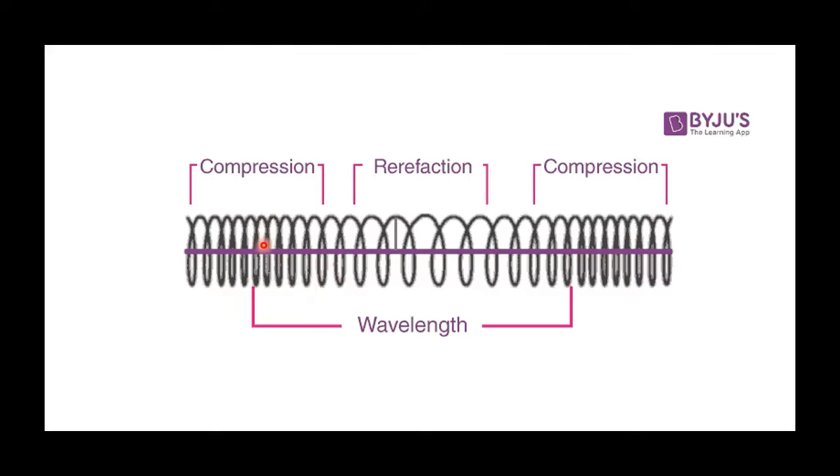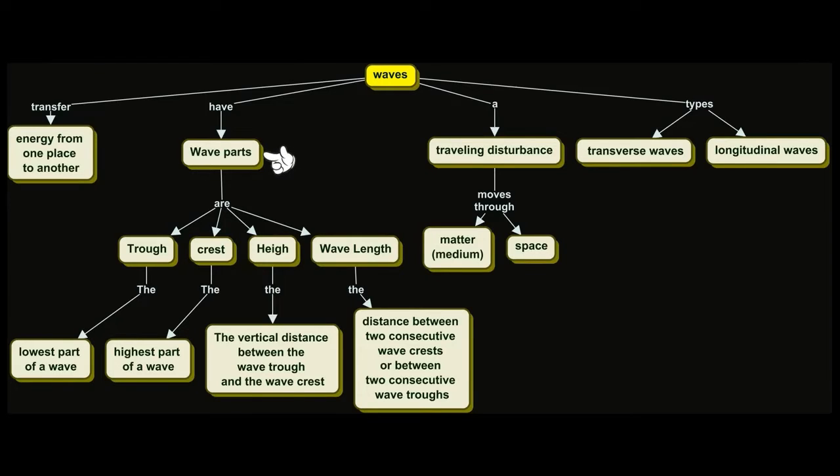Now from the middle of one compressional wave to another compressional wave, that is what we call the wavelength. So basically, this compression and another compression is called one cycle. And from one rarefaction to another rarefaction can also be called a wavelength or one cycle. So what are the different elements or parts of a wave?